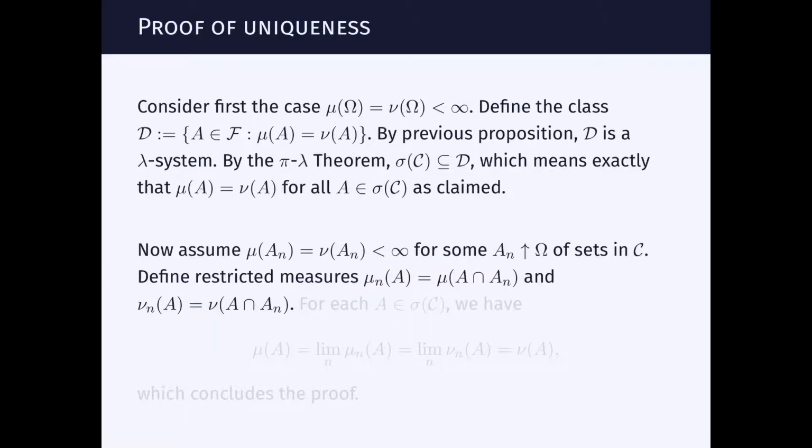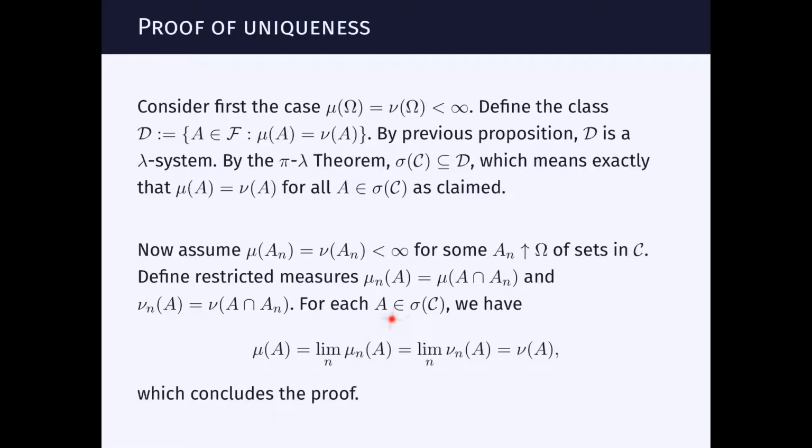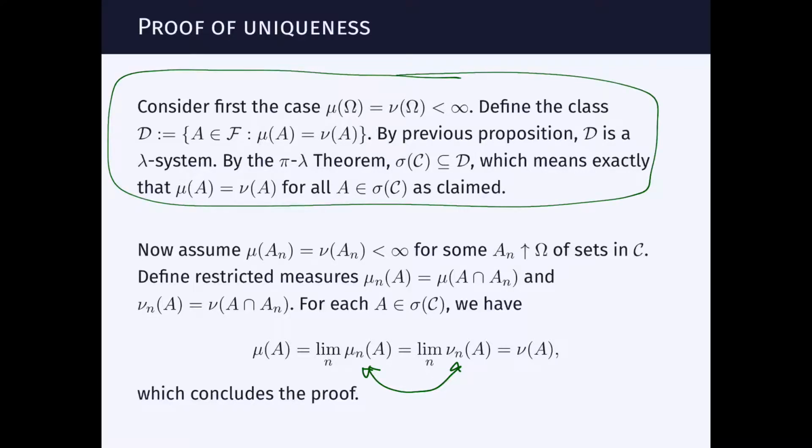And now we note that for each A in the sigma algebra generated by C, we know that mu n of A equals nu n of A. Here, we know that these terms are equal because we are back to the first case here. And if they're equal for every n, when we take the limit over n, they're still equal.